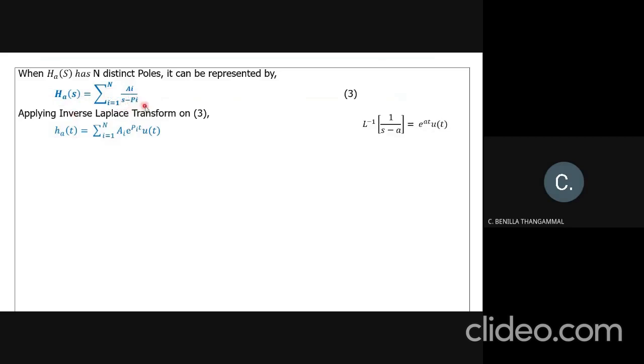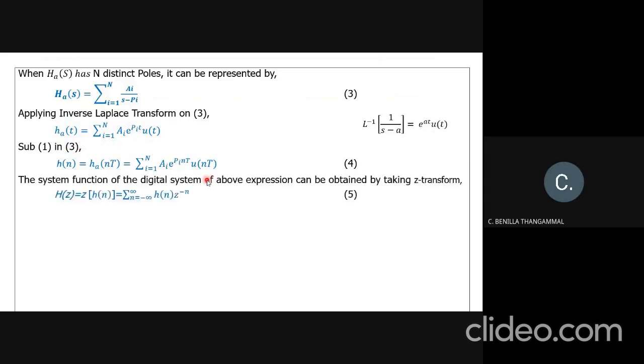1 divided by s minus pi is nothing but e power pi into u of t. Substitute this in the equation. If I'm going to sample this ha of t uniformly with a sampling period of T, I'll be replacing your t as nT. So ai e power pi, this t is replaced as nT, and u of t is nothing but your u of nT.